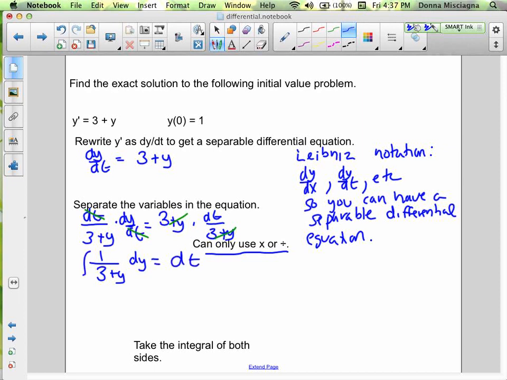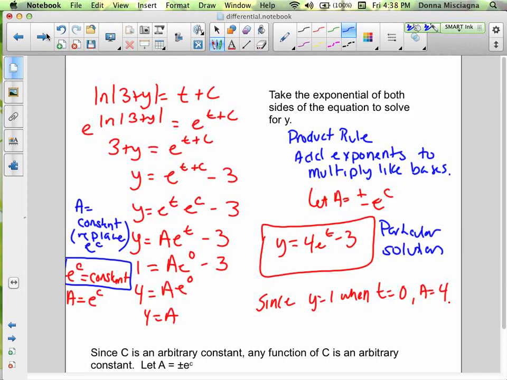We're going to integrate that, right? And take the integral of both sides. 1 over 3 plus y, that's going to be natural log of 3 plus y, to the first power, is equal to, and this is going to be t. And I'll put the plus c here. And again, I can solve for that y using e. Let me just see if I left room on the other page. Yeah, I did. All right, so I'm going to go to that one, and I'll go over this.